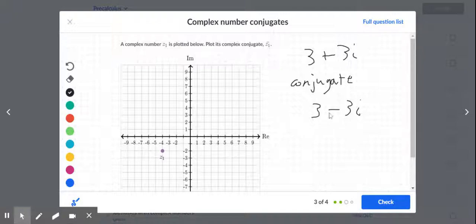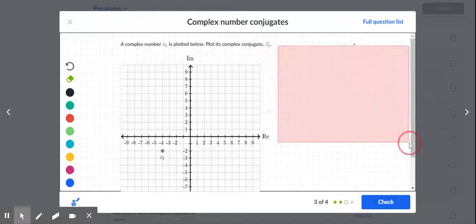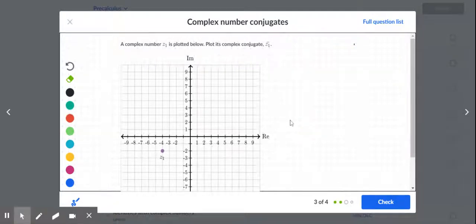All right, so this is the conjugate of that original. Real easy, right? We just changed the imaginary part. So when we look at a graph, we notice z1 is at the coordinates -4, -2. It's like saying this is the complex number, -4 plus -2i. Well, the conjugate of that would be -4 plus a positive 2i.